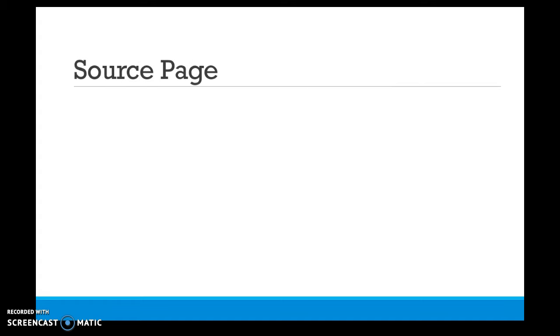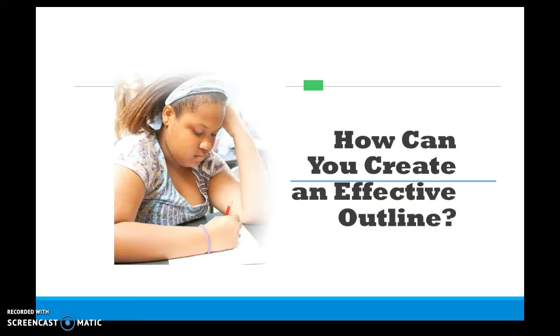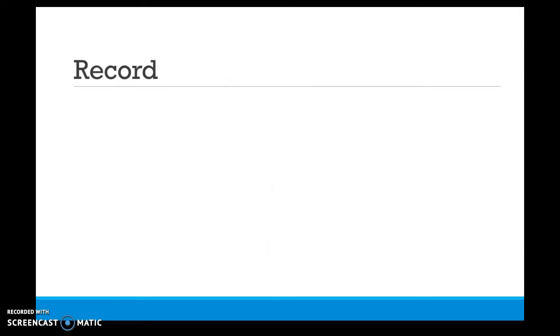You also may need a source page. I say may because probably the first couple introductory speeches, you're not going to have sources. However, your informative and your persuasive speech, definitely. So just as you do a persuasive essay, an informative essay, a source page will be included at the end of your preparation outline. HACK requires MLA, so I won't be talking about APA in this outline. I'll just only be talking about the MLA requirements. So now that you know the basics, how can you create an effective outline? That's what we'll be talking about next.